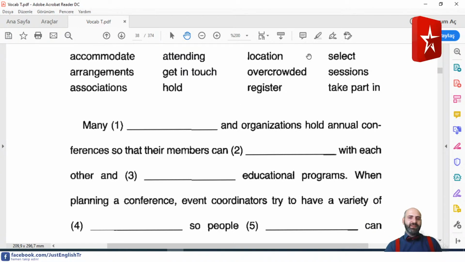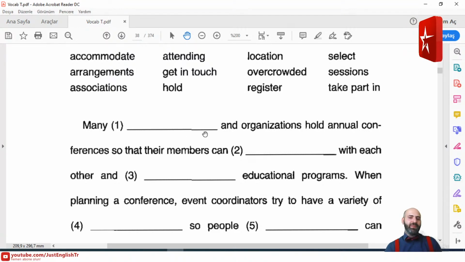We have got these words and we need to put them over here. So our words are accommodate, arrangements, associations, attending, get in touch, hold, location, overcrowded, register, select, sessions, take part in. And let's read the first sentence.